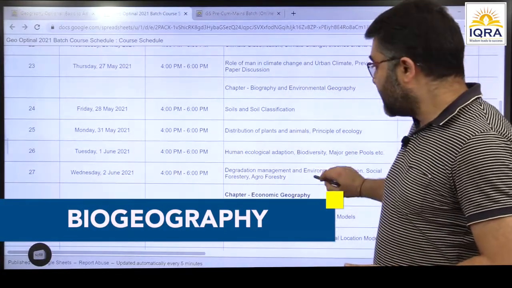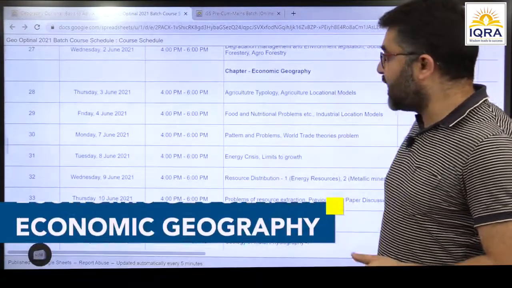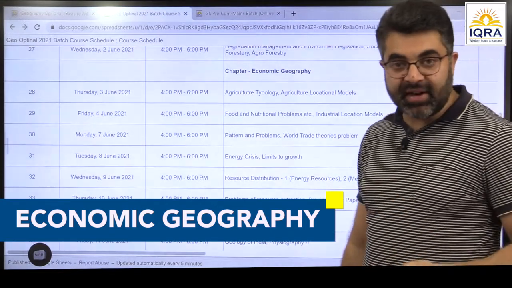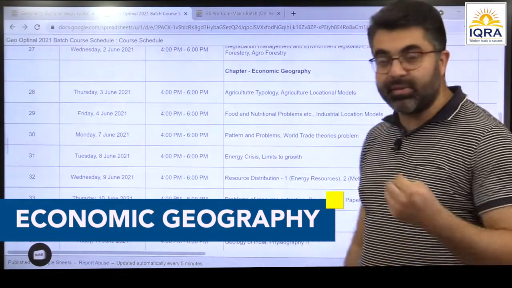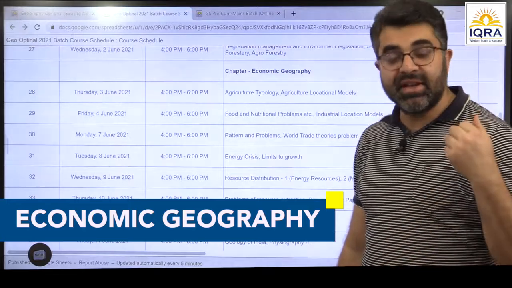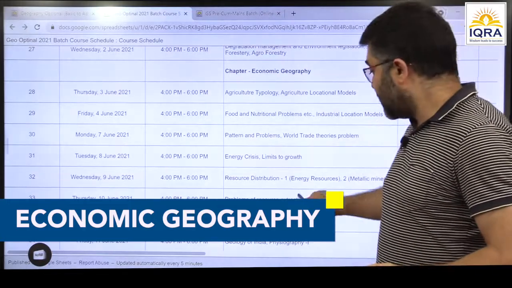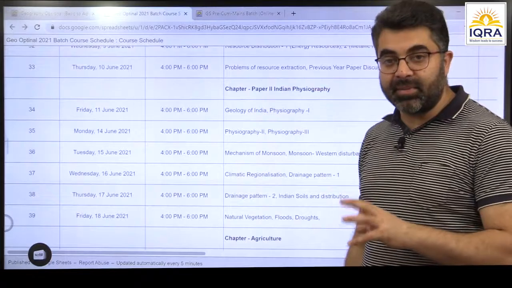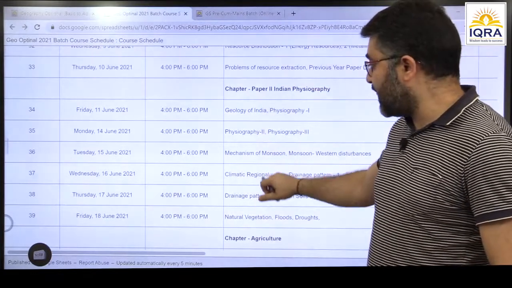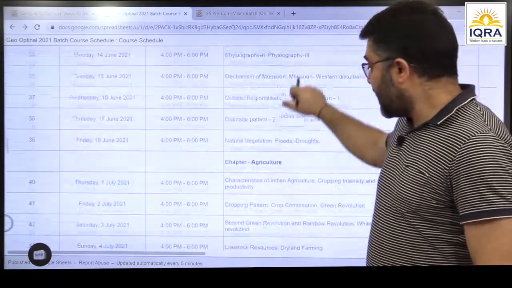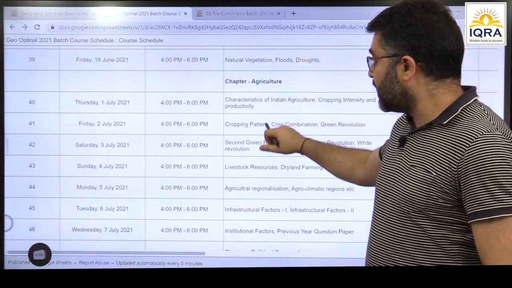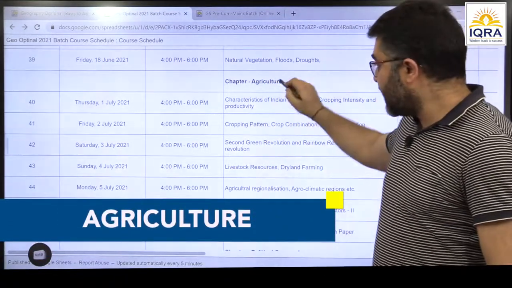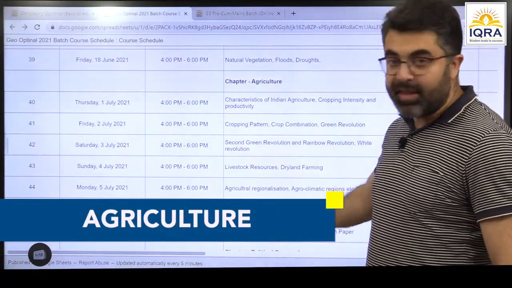relate that. Then we'll start with another applied aspect, that is economic geography, where we discuss different agricultural regions of the world. Then we talk about the food and nutrition problems, industries, theories of industries, distribution of resources, problems, and then relating it to the paper 2, like geology of India, physiography of India, and we shall complete this topic, right, with natural vegetation and floods and droughts, and then we'll start with agriculture.